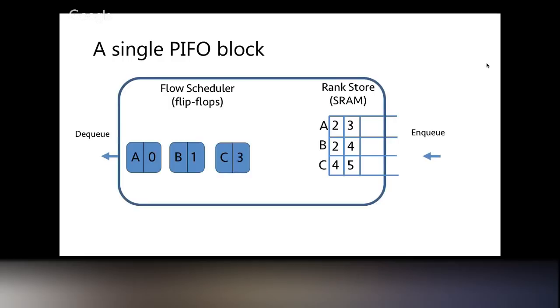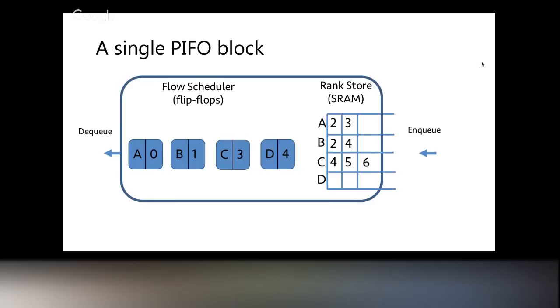Now on the NQ side, let's say you got rank 6 from flow C. That just gets stuck at the back of the rank store. If D4 shows up, there's no entry in the rank store. It goes all the way to the flow scheduler. On the DQ side, if you were to transmit a packet right now, you would send out A0. Then you would go into the rank store, pull out A2, compare it in parallel to all elements in the flow scheduler array, and drop it in the right location.